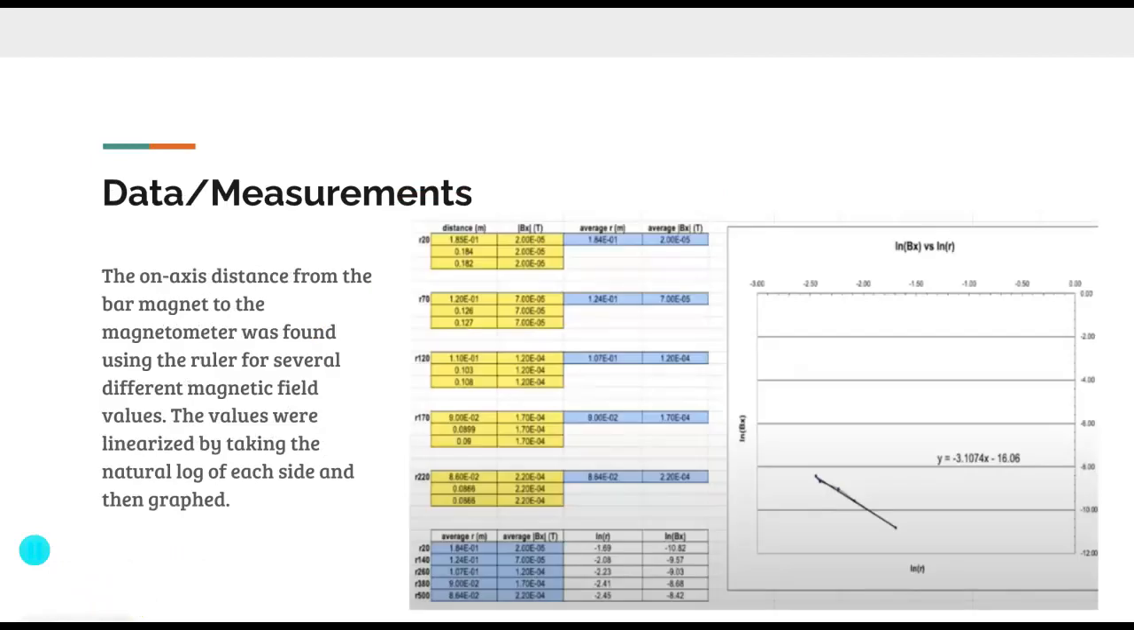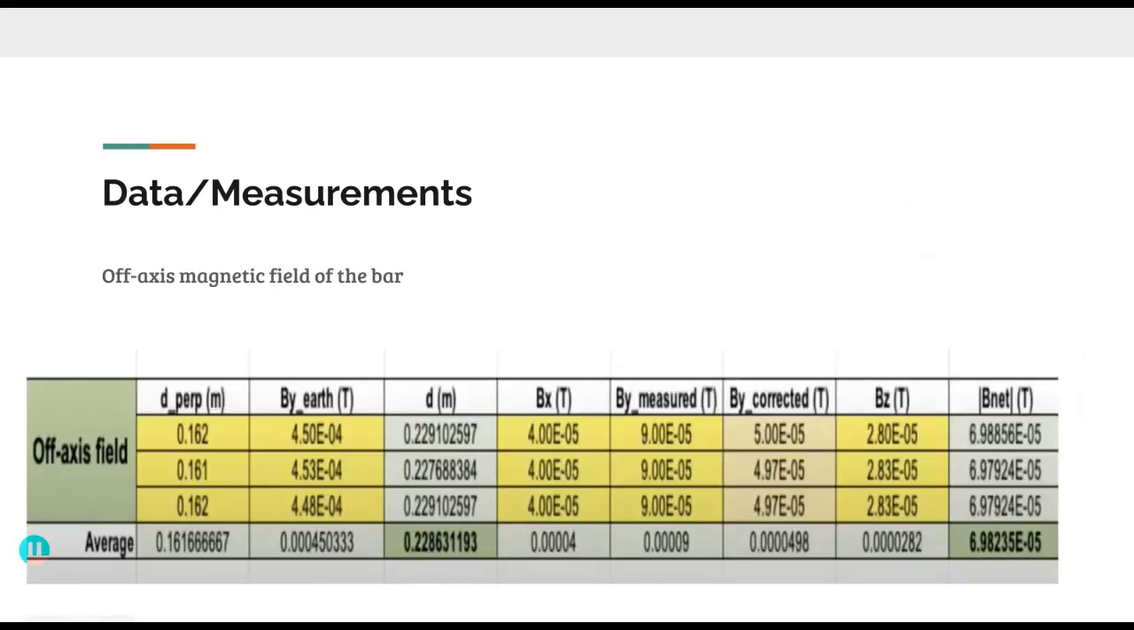The on-axis distance from the bar magnet to the magnetometer was found using the ruler for several different magnetic field values, as shown on the right. The values were then linearized by taking the natural log of each side and then graphed, as shown on the graph on the right. And this is the linear equation. And then I found the off-axis magnetic field of the bar. So for D in meters, I found it to be 0.2286, and then B net I got 6.982 times 10 to the negative 5.